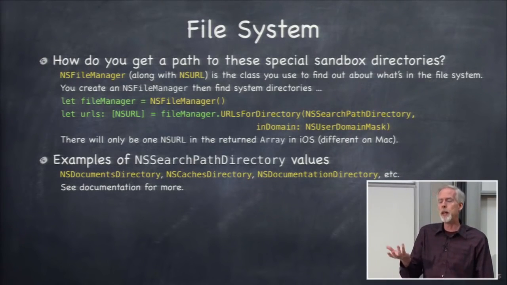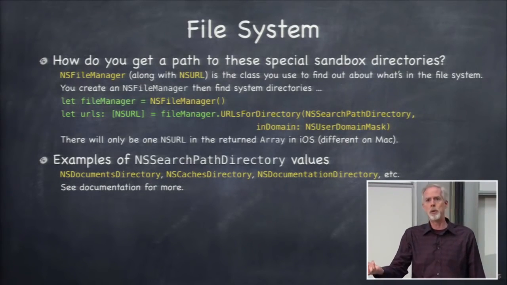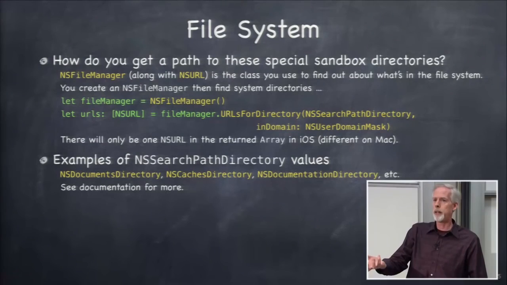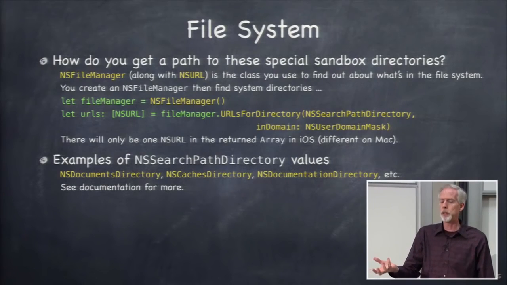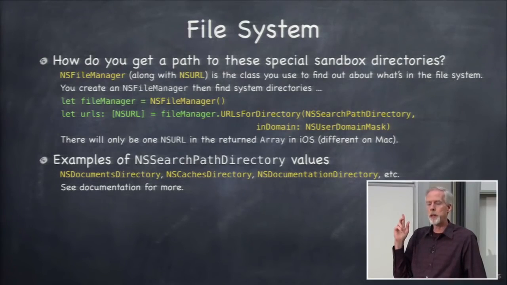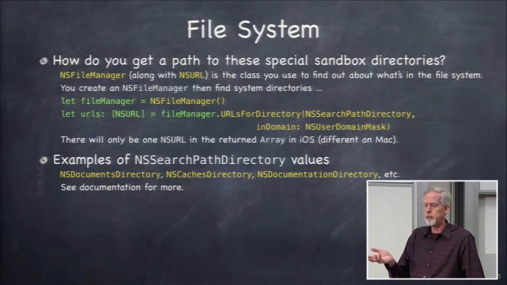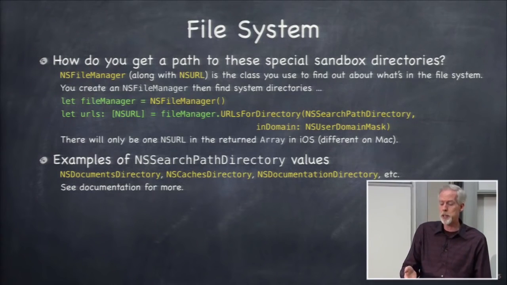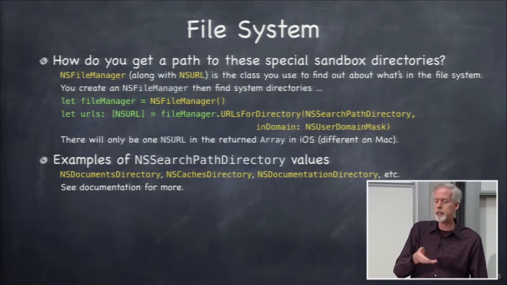And that is going to be a URL that points to this kind of directory, like the documents directory or the caches directory or whatever. And you specify which one you want with that first argument, NSSearchPathDirectory. And you have to go look in the documentation and see what these special names are, but there's like NSDocumentDirectory, NSCachesDirectory, NSDocumentationDirectory. By the way, be careful with NSDocumentationDirectory versus NSDocumentDirectory.